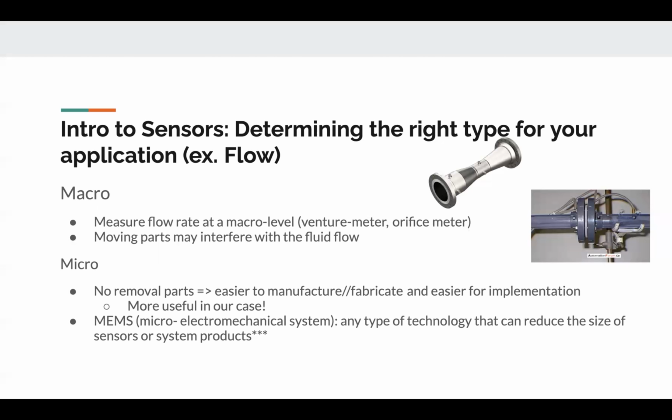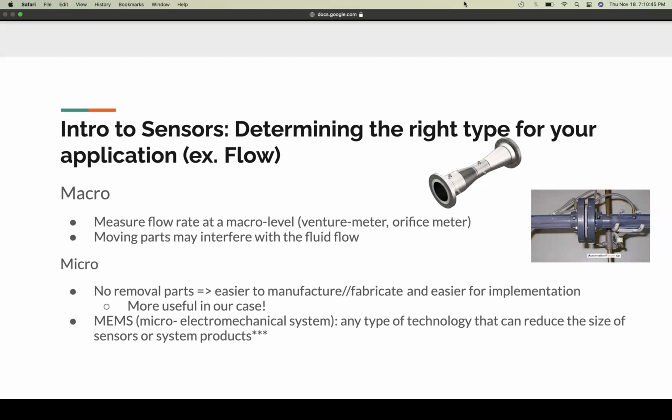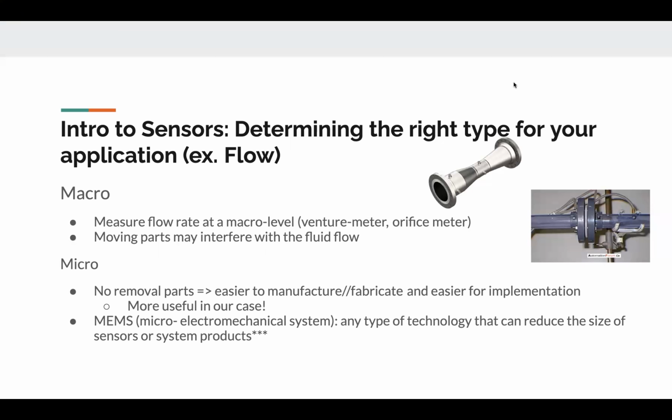So when you're working with macro sensors, you always want to consider that it's going to have moving parts, and those moving parts may interfere with the fluid flow and thus the sensitivity. But on the other hand, micro sensors are so much easier because, again, you don't need any removable parts as you would for macro sensors. And they're so much easier to manufacture and implement into your system. And that would be easiest in our case when we're talking about robots or just smaller designs.